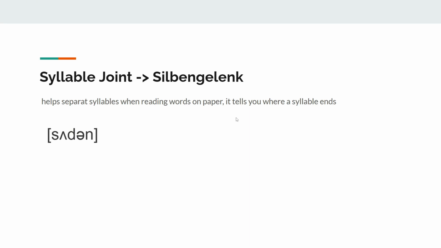For example, the English word sudden. So the d is clearly the coda of the first syllable and at the same time the onset of the second syllable. So the d here is a syllable joint. How do we make it come true on the paper? Well, we write the D double, and that's why we see the form sudden. So the double D here is a syllable joint. When we read this word, we make the separation between the two Ds, and in this way we can also sort of know that both vowels here are short.